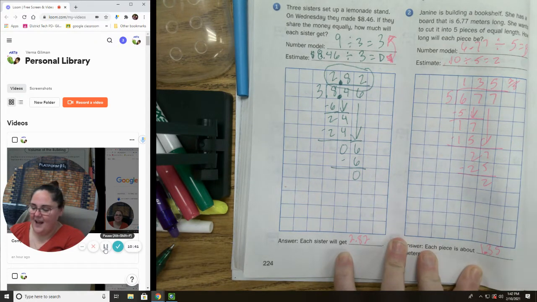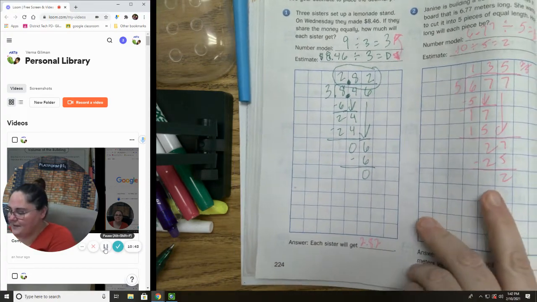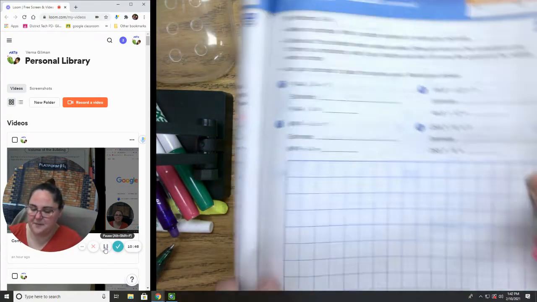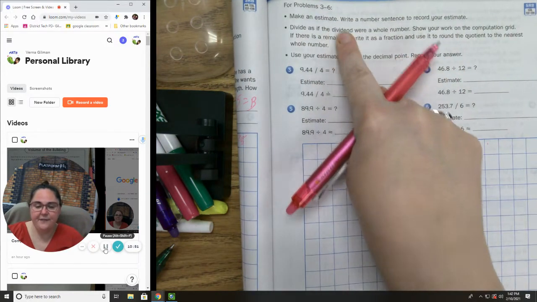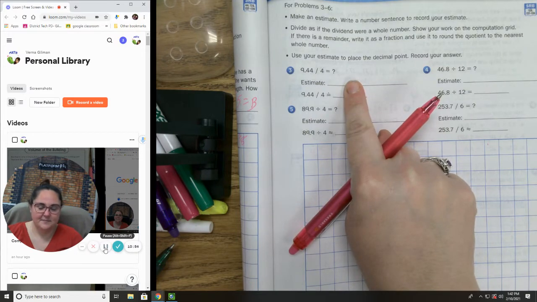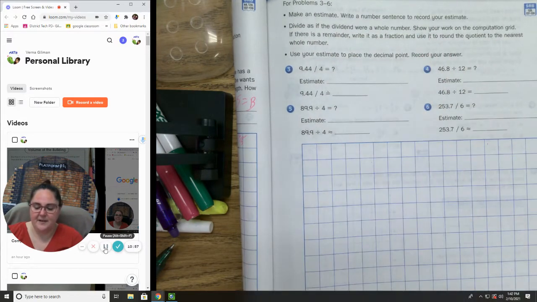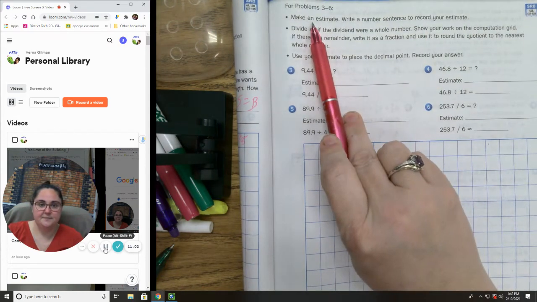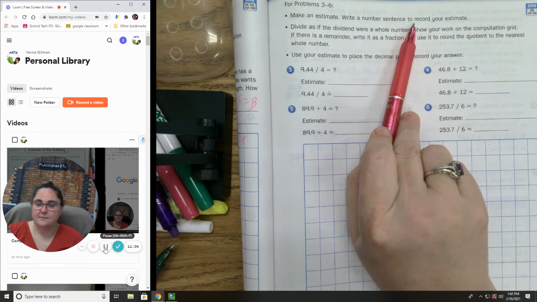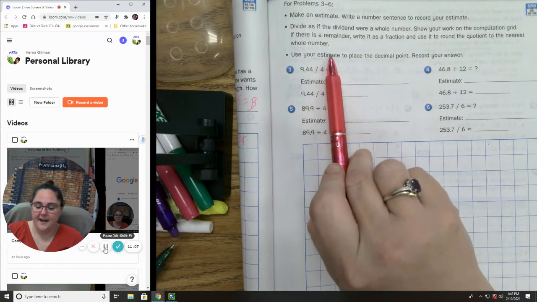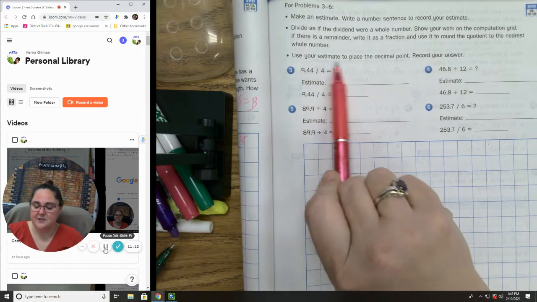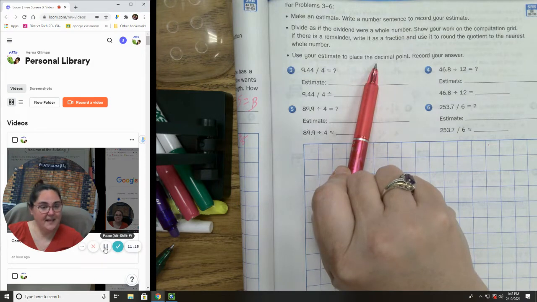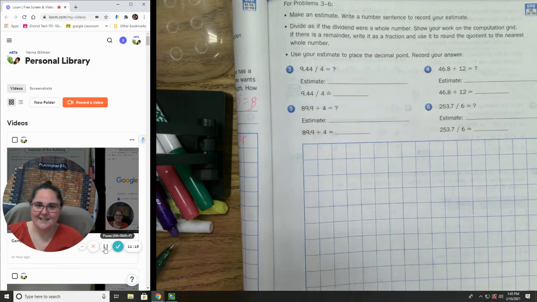Absolutely. All right, we're going to now go to your Everyday Math Journal, page 225. This is going to be the same kind of idea, a different process, slightly. This time we don't have to write our number model because it's already there for us. But it still says make an estimate, write a number sentence for your estimate. Same thing. Divide as if the dividend were a whole number. Same process. Use your estimate to place the decimal. Same process. Let's do this.